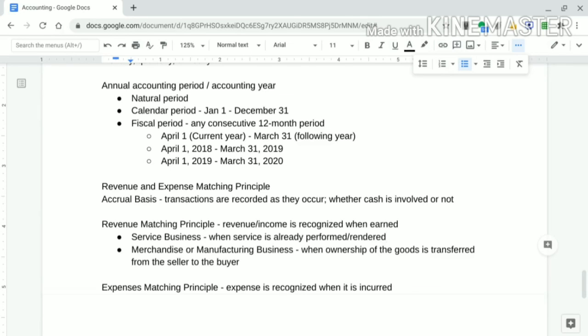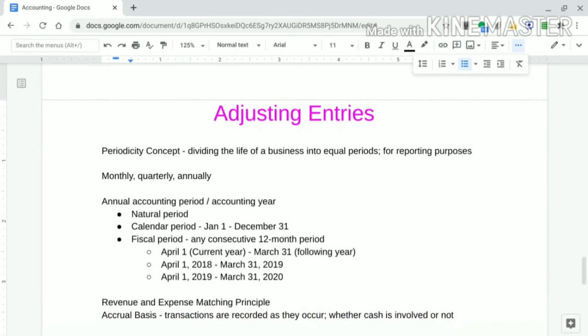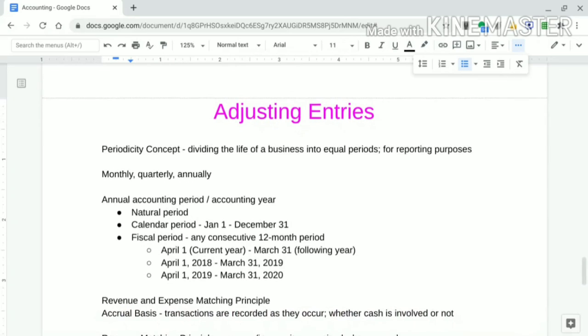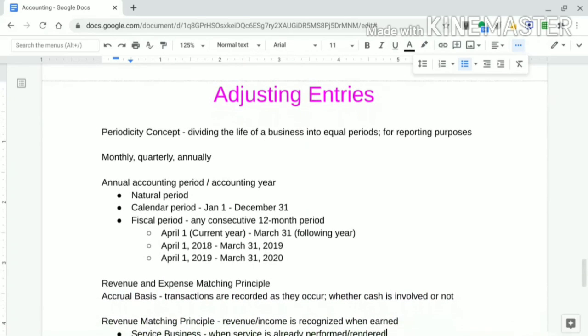So that would be all for the introductory part of the topic, adjusting entries. The next video will discuss about the different transactions or the different accounts that needs to be adjusted, and how what are the different methods also of adjusting entries.